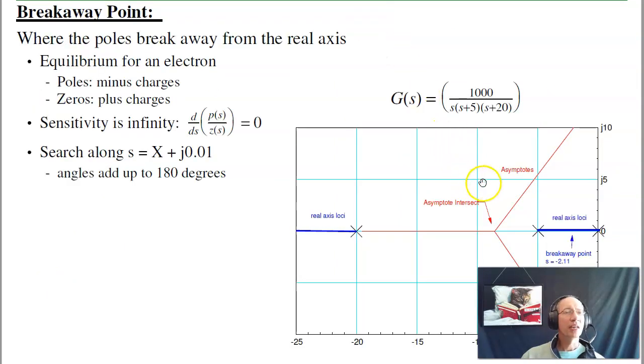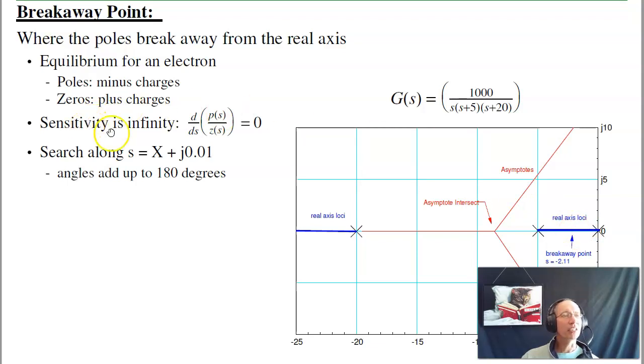Next, I want the breakaway point. These two poles come together, split apart, and then go to the asymptote. The breakaway point is where they split away from the real axis. There's a couple ways to do that. One approach is to think of this as minus charges and place an electron where the electron's in equilibrium. That's the breakaway point. If this extra pole at -20 wasn't there, by symmetry it'd be right in the middle. Poles repel, poles act as minus charges, so it's going to push the breakaway point to the right just a little bit. So that's going to be like -2.11.